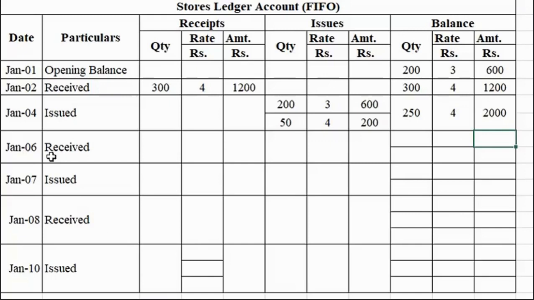And on January 6th, you have received the goods. Whenever you receive certain units, it has to be recorded in the receipt column. You have received the goods of 100 units, 100 into 2 rupees per unit.